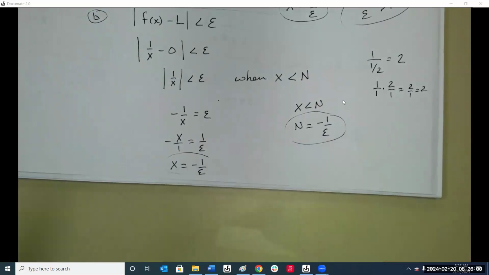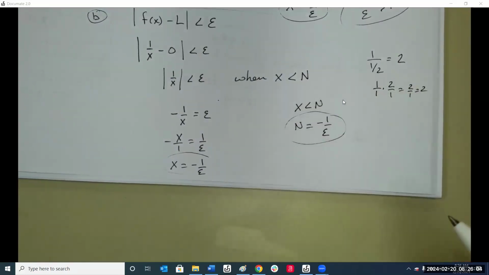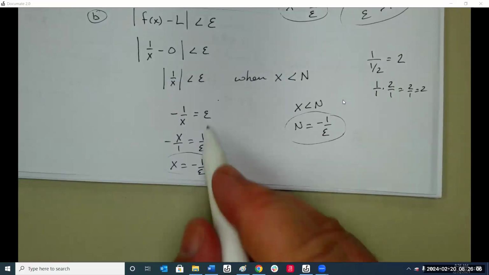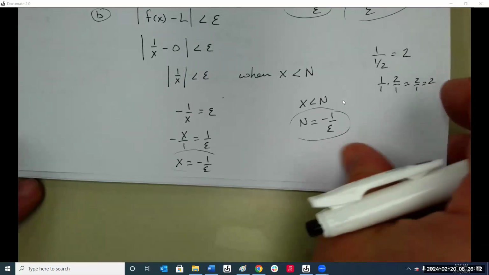So this will be true no matter what x we have. x has to be less than n. So we can make epsilon any size we want to, and it'll be true. So that's how you prove it. Again, I apologize, we're going back to the epsilon delta proofs, but that's how you prove it, since you have nothing else to compare it to.